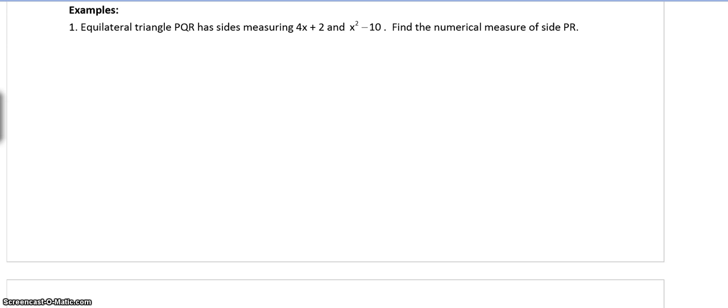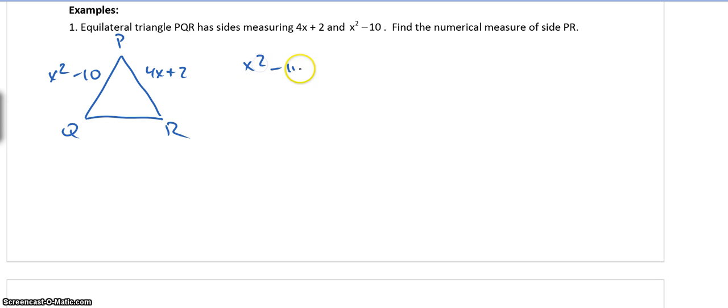Okay, now what in the world are we going to do with this? So here's an example. It says, equilateral triangle PQR has sides measuring 4x plus 2 and x squared minus 10. Find the numerical measure of side PR. So we know we have an equilateral triangle, so we can draw it, and we know it's PQR. Doesn't matter where the vertices go, because all the sides are the same. One of the sides is 4x plus 2, and one of the sides is x squared minus 10. Because it's equilateral, I can set my sides equal to one another.